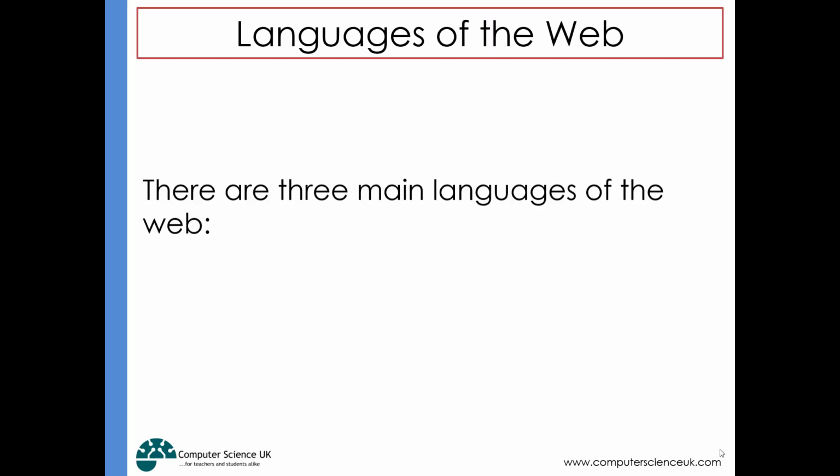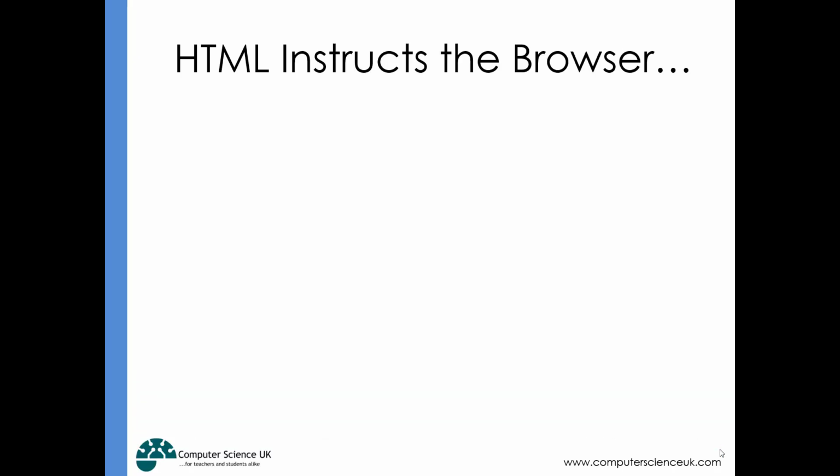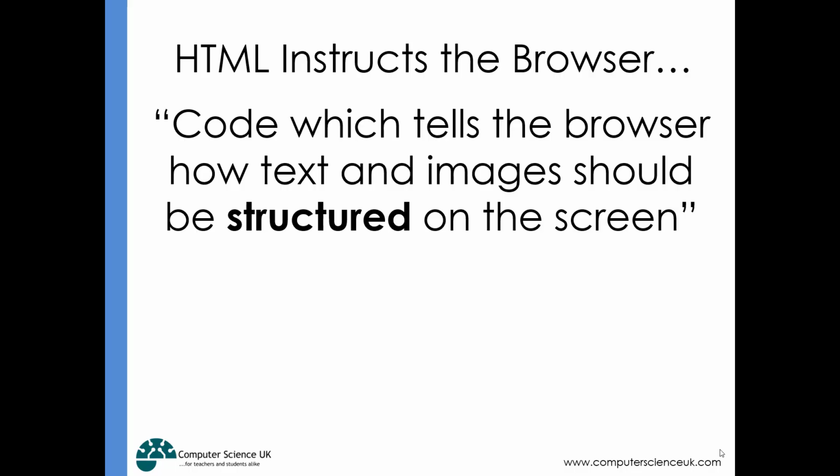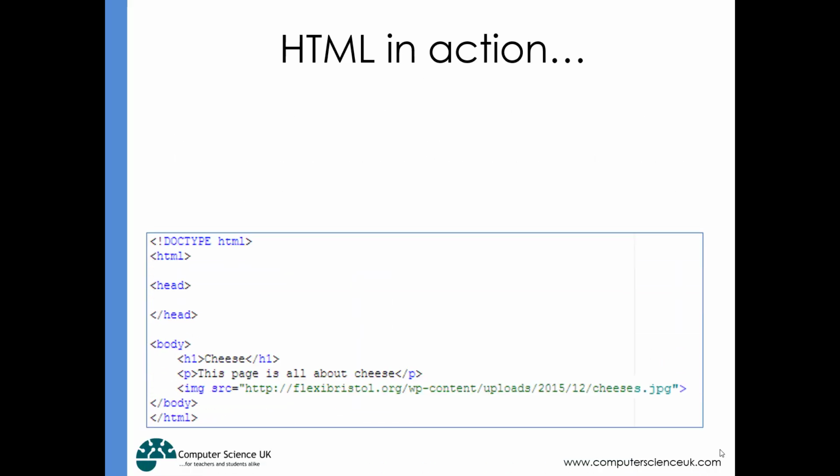Now there are three main languages of the web. There's HTML, CSS and JavaScript. HTML tells the browser how text and images should be structured on the screen. So it's known as the structural language of the web. And here's an example of some HTML in action.